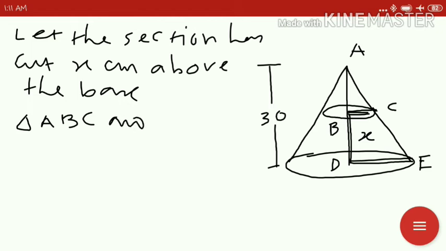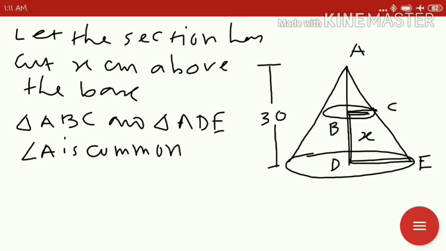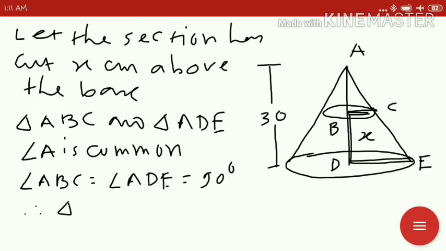and triangle ADE, we can see that angle A is common, angle A is common, and angle ABC equals angle ADE, both are 90 degrees. So as two angles are common in both of the triangles, we can say that therefore the triangle ABC is similar to triangle ADE.